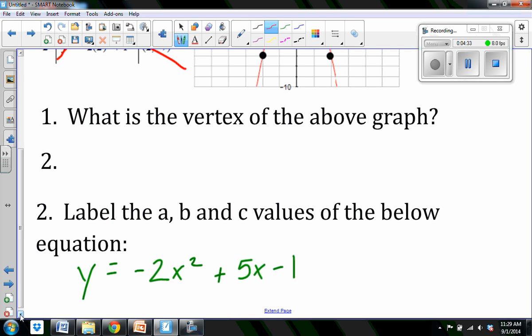Turn that in now, that half sheet of paper, or at the end of class, it doesn't matter. And then I think you got to shorten my math flat with this video.